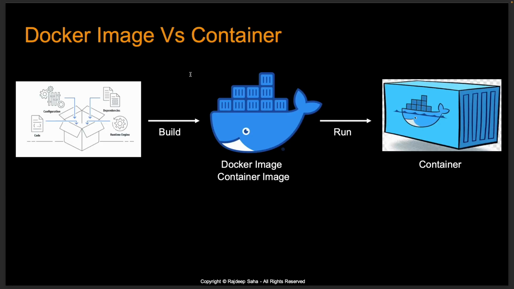So what is a Docker image? We take whatever code, dependencies and configuration are wrapped into the one box, and build an image. Like in EC2 we create an AMI image, similarly that is a Docker image. That is called a container image, and that creates a container. Understand?